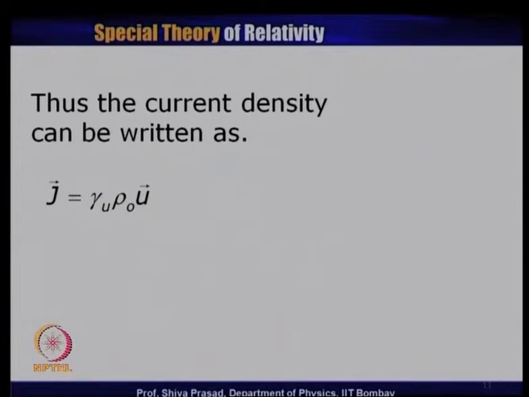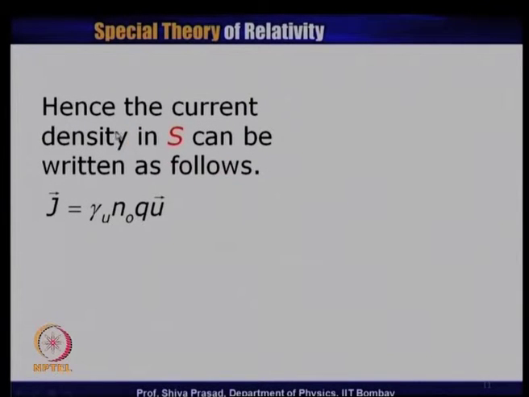So we can now write the current density in terms of this equation: J is gamma u rho naught u. This is what we have written here earlier, except that the gamma u and n naught q have now been written in terms of rho naught. That's all I have done in this equation. So J is equal to gamma u rho naught u.